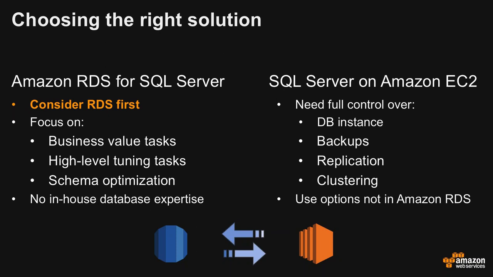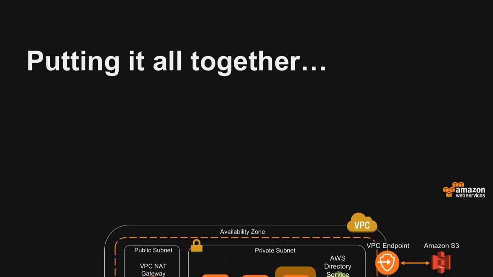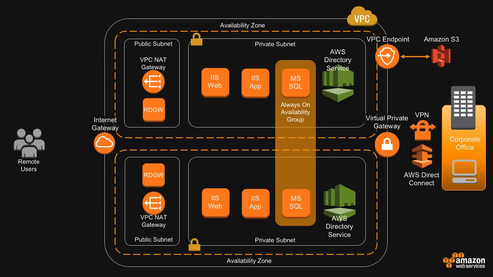It's possible maybe some capability or some options are not available yet today on Amazon RDS, and therefore the EC2 option is the way to go. So when we pull all this together, we can deploy extremely capable Microsoft workloads within AWS.